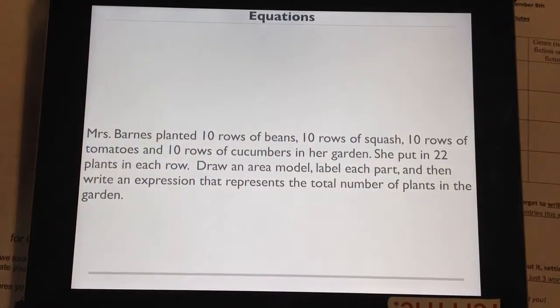We're going to start out with this question. It says Mrs. Barnes planted 10 rows of beans, 10 rows of squash, 10 rows of tomatoes, and 10 rows of cucumbers in her garden. She put in 22 plants in each row. Draw an area model, label each part, and then write an expression that represents the total number of plants in the garden. So we want to look at how many rows we have.